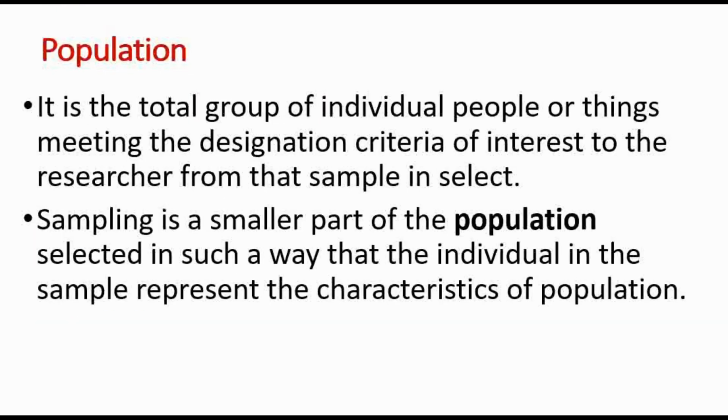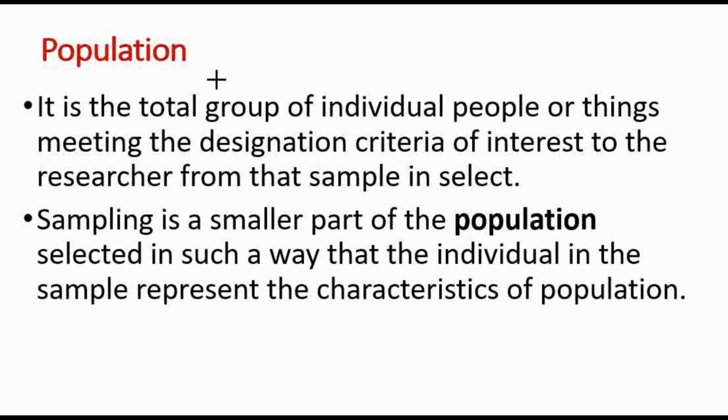It is the total group of individual people or things meeting the designated criteria of interest to the researcher, from which they are going to select the sample. So what does sampling population mean? Here we have the overall group from which the sample has been taken out.